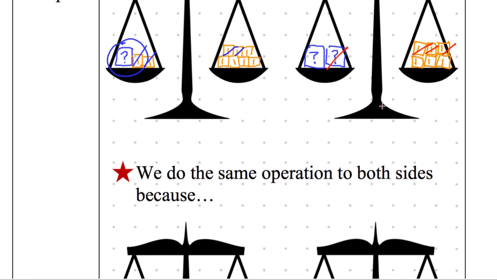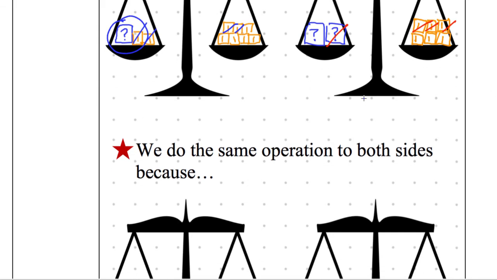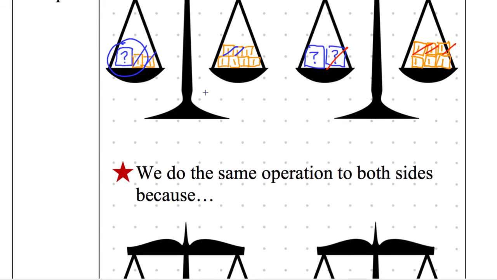And here's the key part of today's lesson, which I will be re-emphasizing tomorrow. We do the same operations to both sides because we want to preserve the balance. I should say we need to keep the balance.